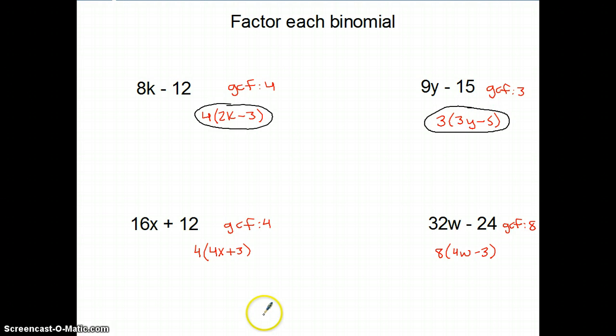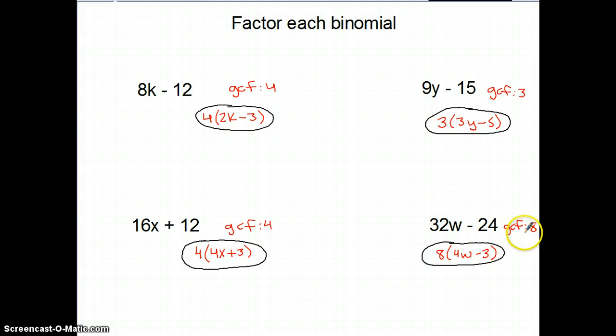The bottom left, you should have found a greatest common factor of 4, leaving you with 4x plus 3 inside your parentheses. And last, you should have found a greatest common factor of 8, leaving you with a 4w minus 3 in parentheses.